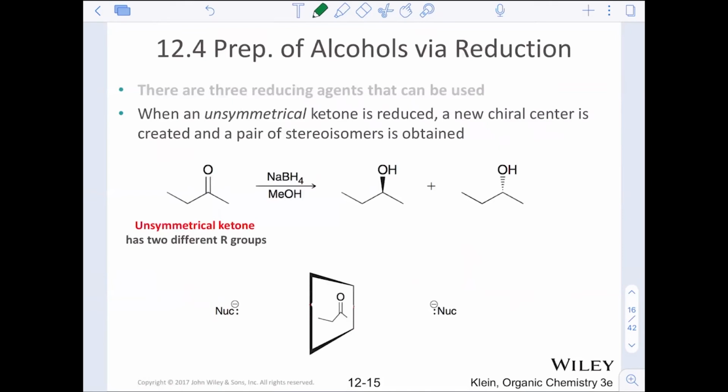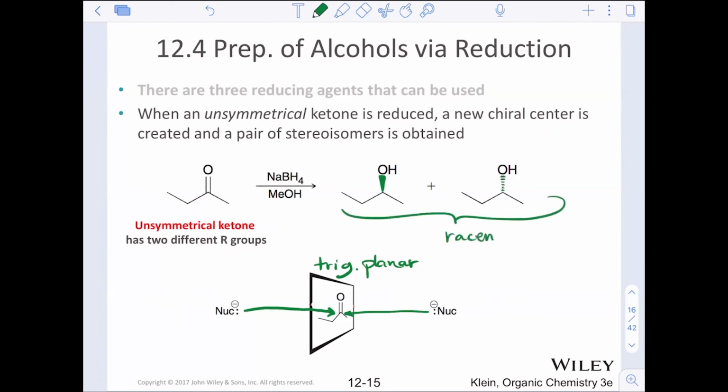Now, these are not the best reactions to do because of the unsymmetrical ketone that could be used, and a new chiral center is created, so you're already getting a racemic mixture with these. Remember, in a trigonal planar molecule, that nucleophile could attack from the left or from the right, top or bottom, and so that's why we get wedge and dashed, right? Racemic mixture all the time. So be very careful with using unsymmetrical ketones where it has two different R groups. Sodium borohydride will make racemic mixtures when you form a chiral center.